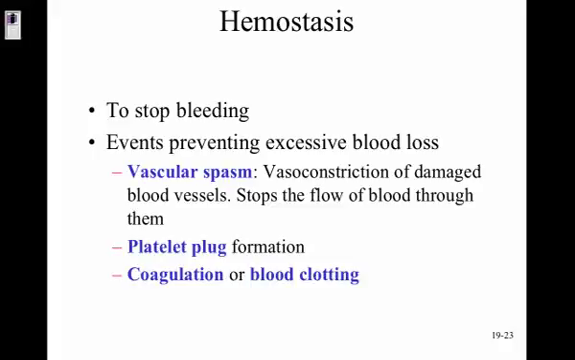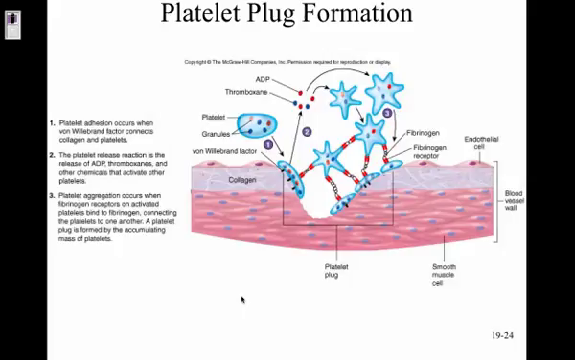Hemostasis. This is where we are, it's the process of stopping bleeding and returning everything back to normal. And so it's all these events that prevent excessive blood loss. So the first thing that happens is a vascular spasm where the vessels will constrict to try to stop the blood flow through them. And then a platelet plug will form, and then that will coagulate and the blood will clot. So we're going to go through those events.